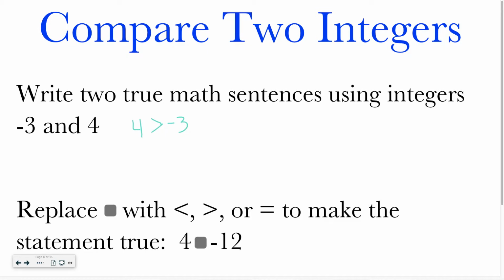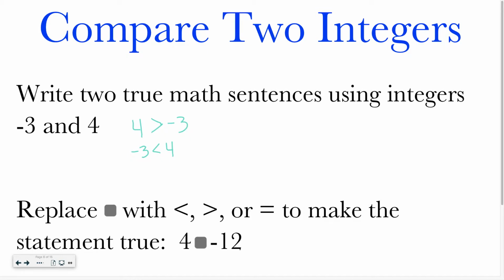or I could write -3 is less than +4. Those would both be two true math sentences, okay? 4 is greater than -3, or I could flip it around and say -3 is less than 4.